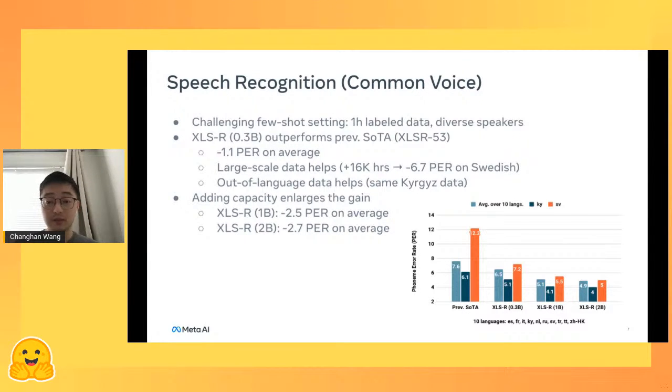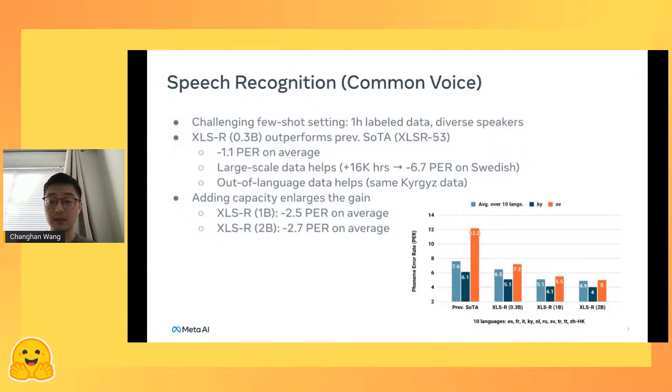We noticed that the performance can be improved a lot by scaling only the unlabeled data in the same language while using the same small amount of labeled data. So this is a more economic way than increasing the labeled data. An example for this is Swedish, where XLSR has 16,000 hours more unlabeled data than XLSR 53. This brings a large decrease of 6.7 in the phone error rate, while it still uses the same amount of 1 hour labeled data.